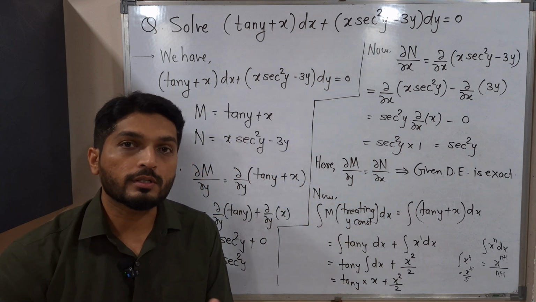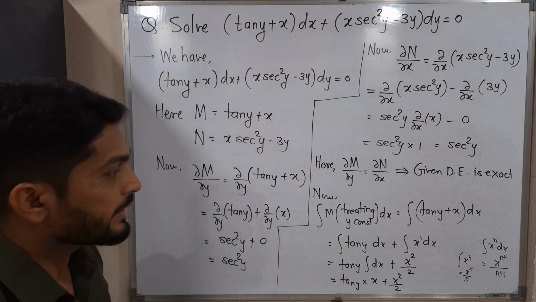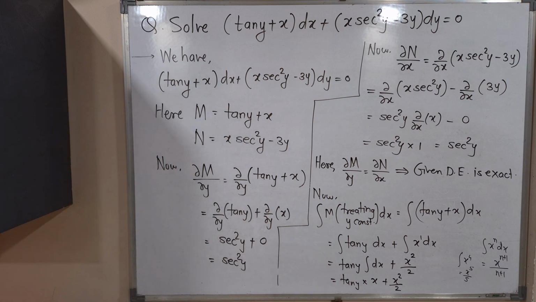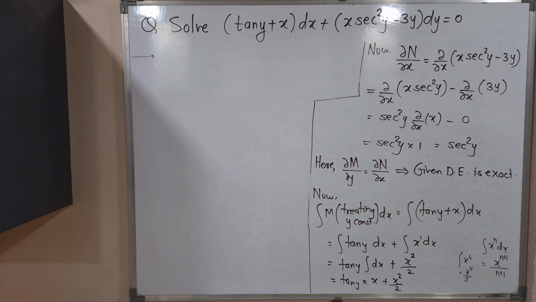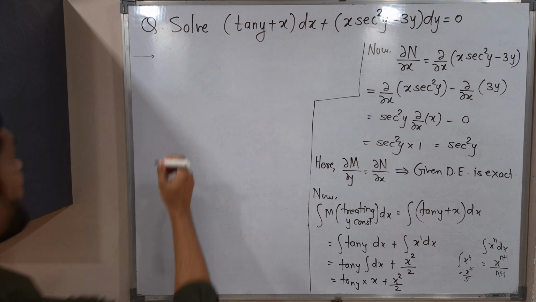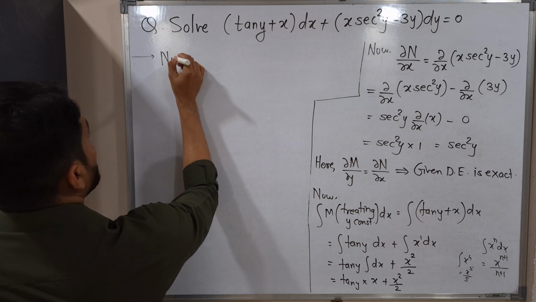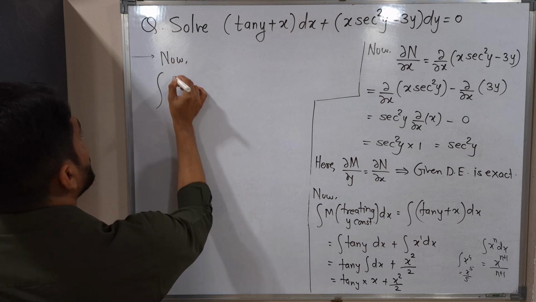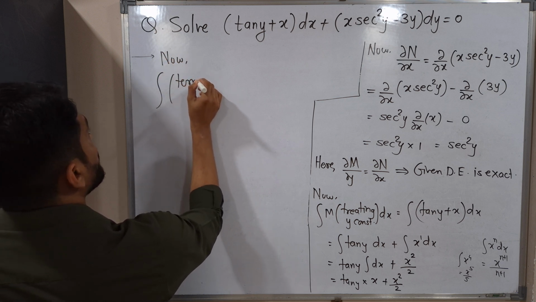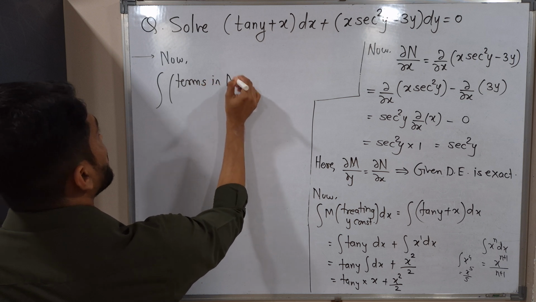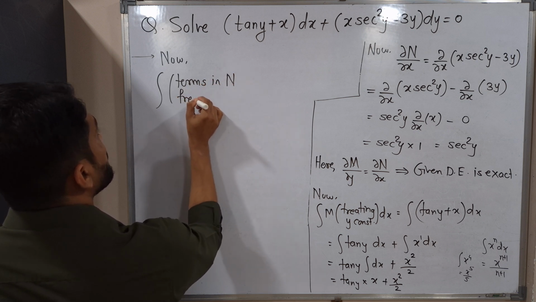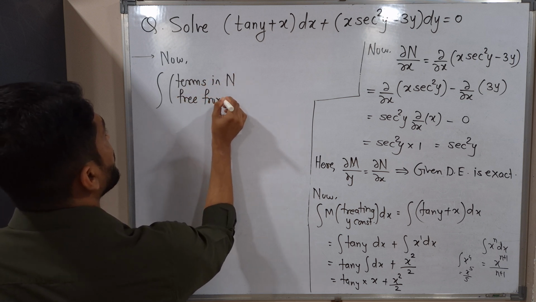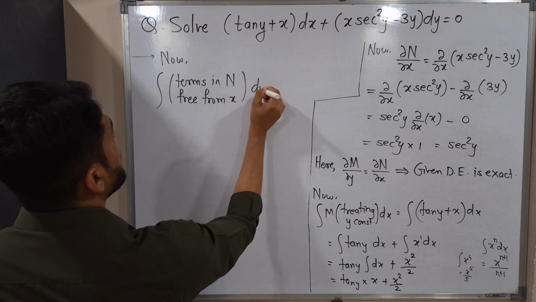Now we will focus on the second integration. See, there is no more space to write. Make a screenshot of it first, then I will move further. So let us find the value of the second integration now. Now tell me, what do we write here? We write integration of terms in n free from x with respect to y.